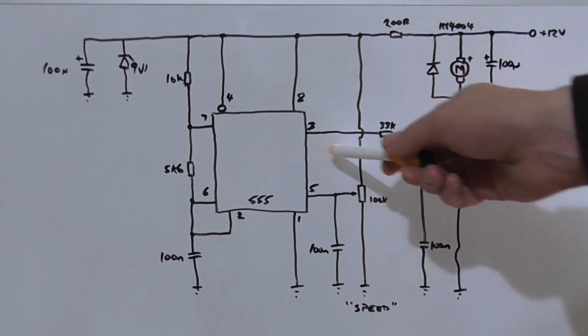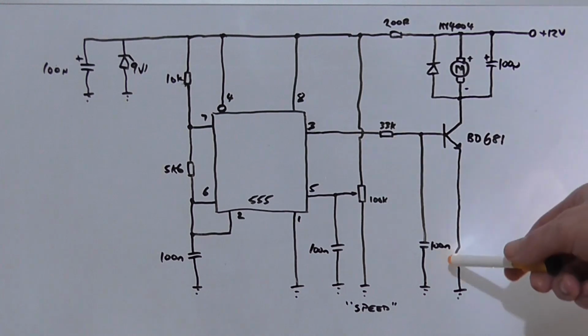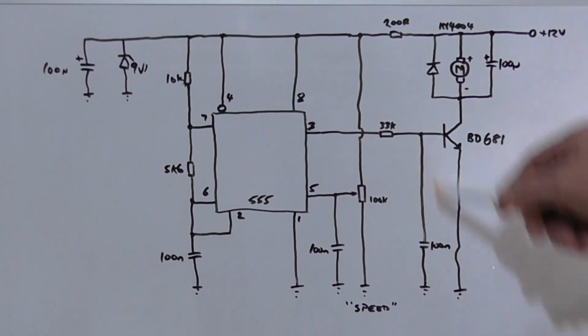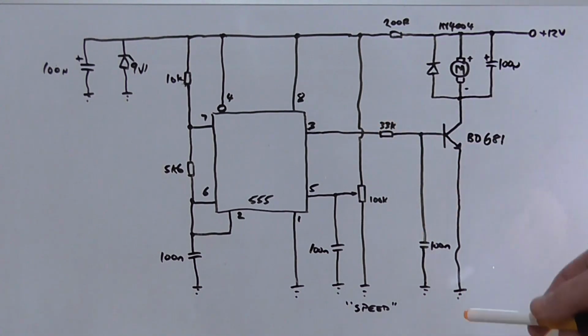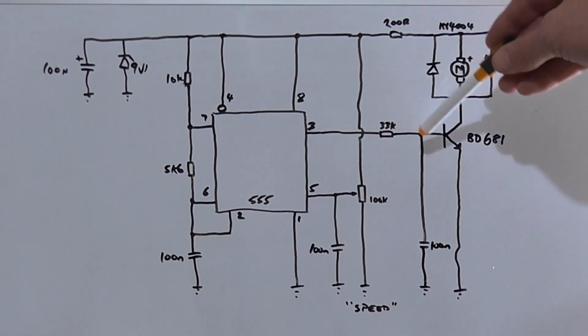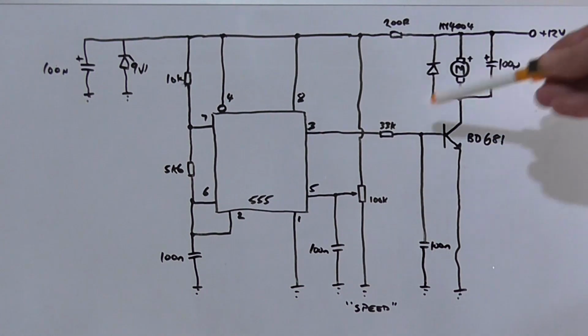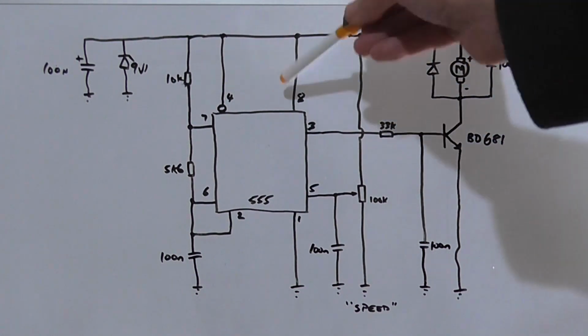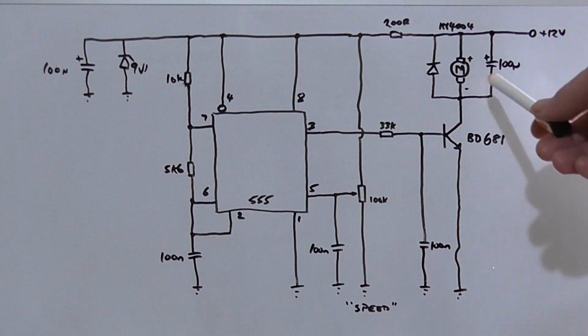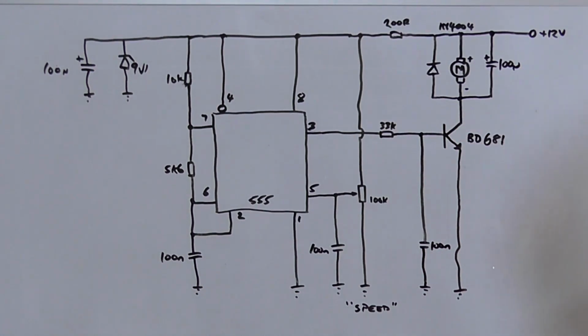And the output of pin 3 goes through this 33k resistor and this 100 nanofarad capacitor. This just forms a low pass filter, and it just removes any high frequency nasties that might be on the output there because of the feedback from the motor going into the supply lines, etc. Just to keep this output transistor stable.